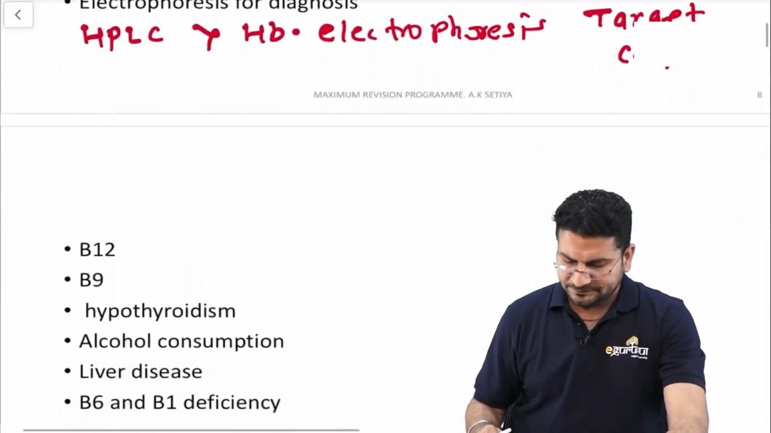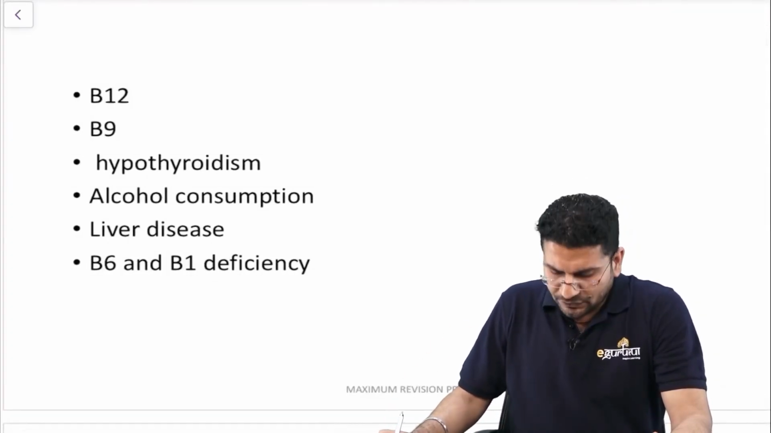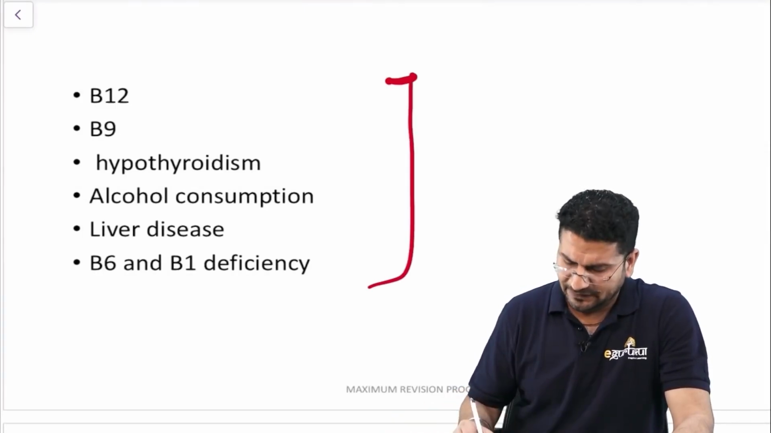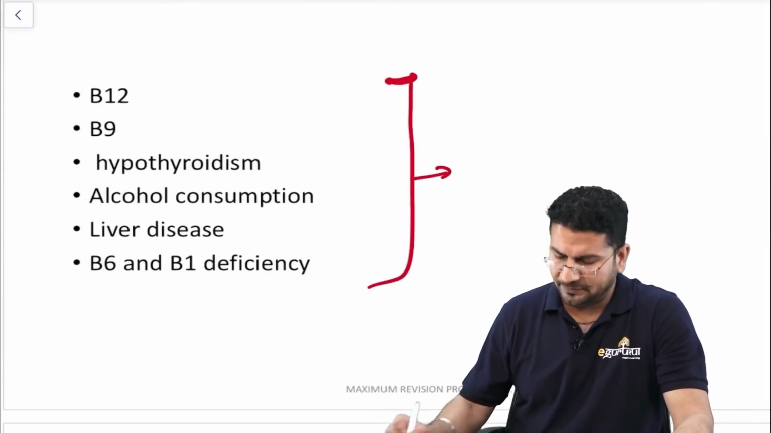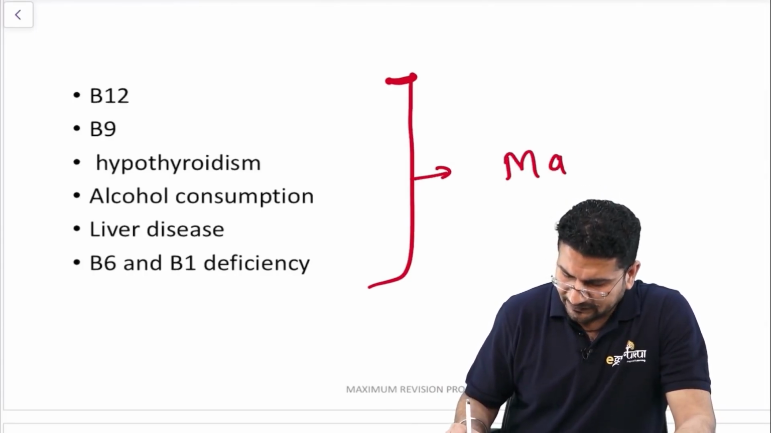Okay, moving ahead. Macrocytic anemia can be due to B12 deficiency, B9 deficiency, hypothyroidism, alcohol consumption, liver disease, and sometimes B6 and B1 deficiency. B6 is pyridoxine, B1 is thiamine. These are MCQs suggestive of macrocytic anemia.